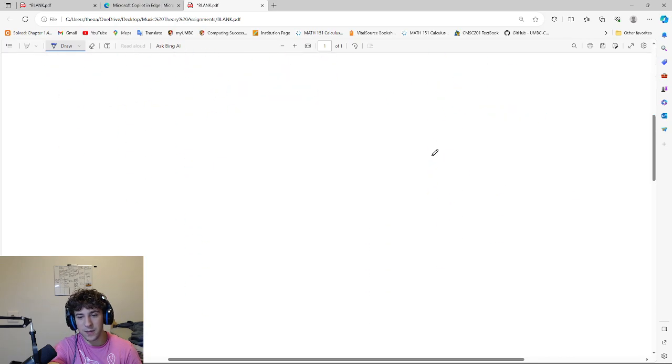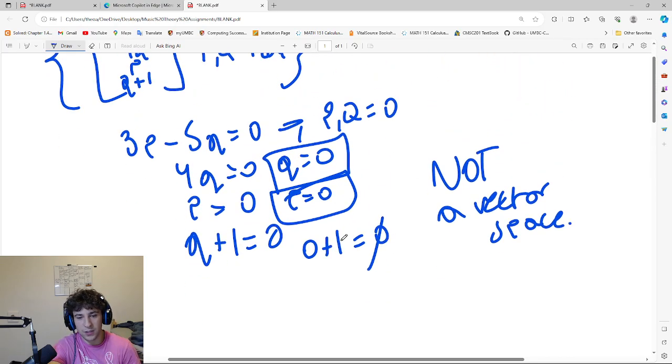That makes it not a vector space, because it's inconsistent. It just doesn't work. 1 is not equal to 0. That'll never make sense.